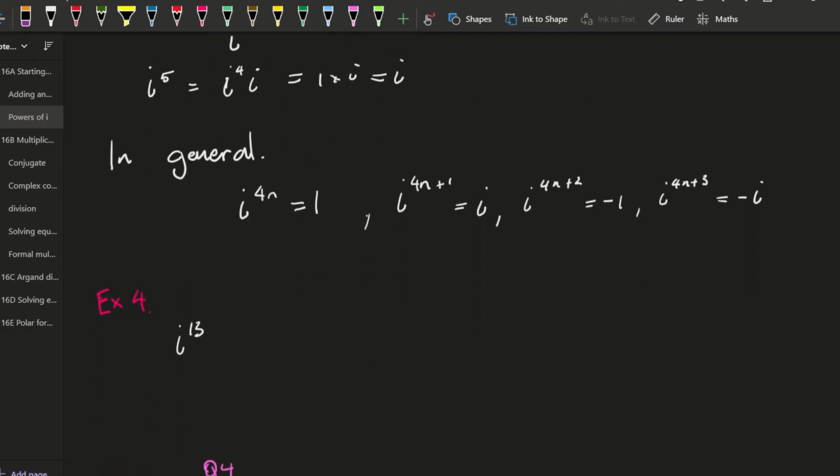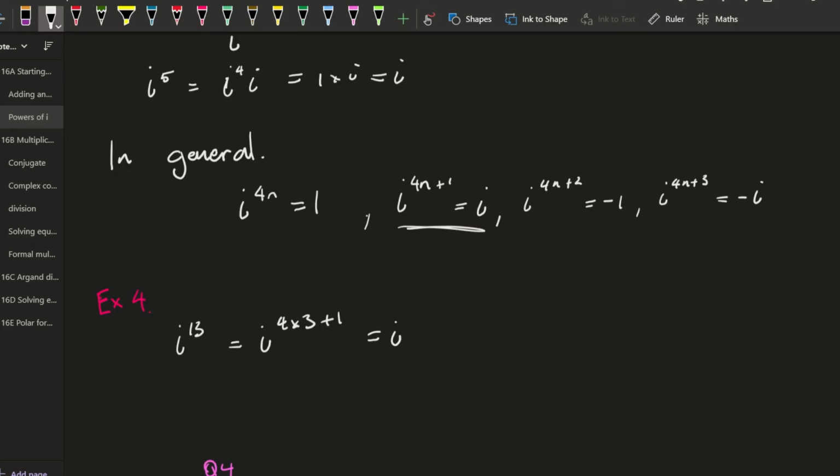Let's have a look at example 4. Okay? So they're asking us to figure out what is i to the 13. Well, i to the 13 is equal to i to the 4 times 3 plus 1. We're just looking at what the remainder is after we divide that power by 4. Okay, so we've got that 1 there, so therefore i to the 4n plus 1 is equal to i.